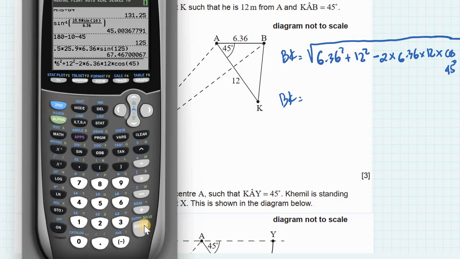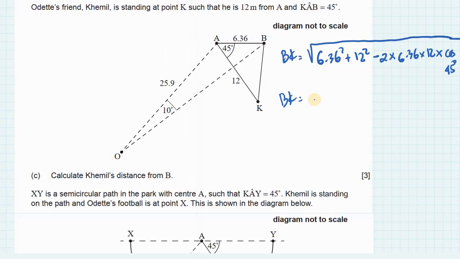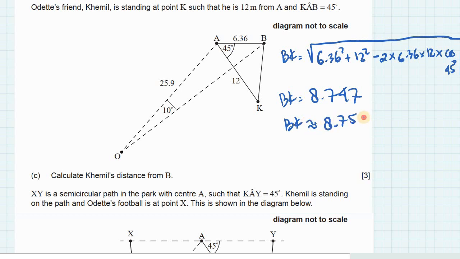Okay, close bracket, enter. We have 8.747. So BK is 8.747, jumbo jet, yeah. So BK is approximately 8.75 meter. Okay, so that's question C.